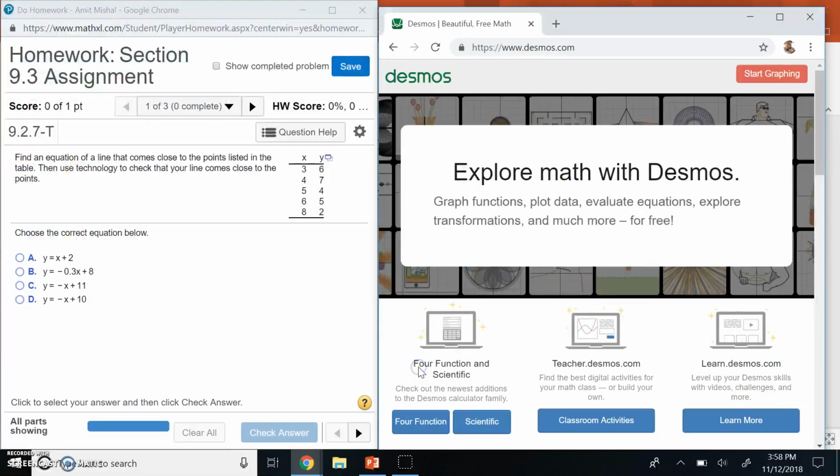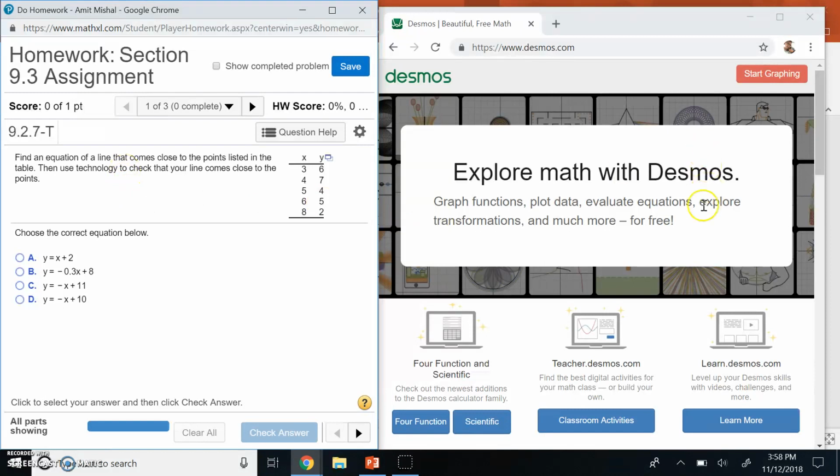Now the example will say, find an equation of a line that comes close to the points listed in the table. Now notice that it says comes close to. So the answer we get is not going to be exactly the answer that's given in your choices. However, we will have to find the closest fit. Then use technology to check that your line comes close to the points.